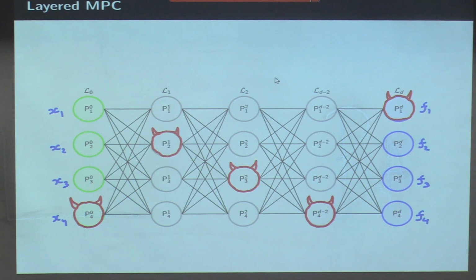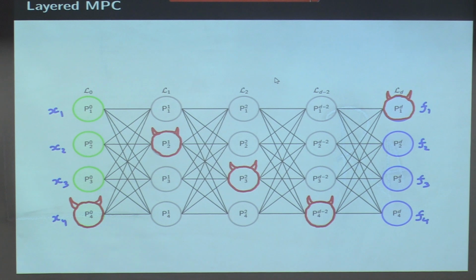Right. They forward it. They forward it, they do some computation. So they get the messages from all these parties, they do some computation, and then they forward it to the next layer.